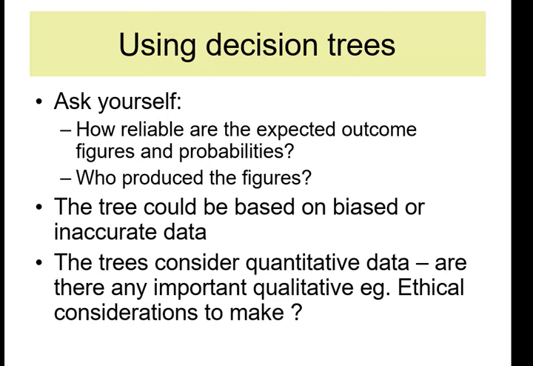Decision trees only look at quantitative figures. There may be other moral reasons, ethical reasons to consider. Running a summer fair, for example, might do a lot for the image of the school, even though it makes a slight loss. We might be looking to do it for the community or some other purpose. So we don't just make decisions, as we saw with investment appraisal, on quantitative data alone.